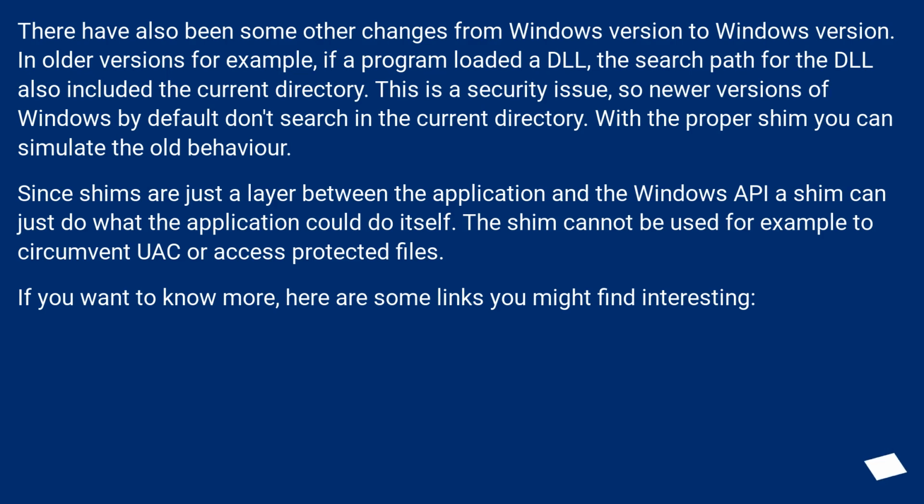Since shims are just a layer between the application and the Windows API, a shim can just do what the application could do itself. The shim cannot be used, for example, to circumvent UAC or access protected files.